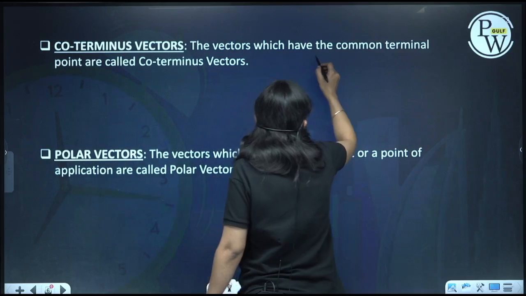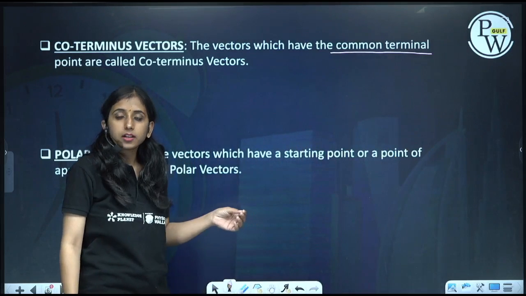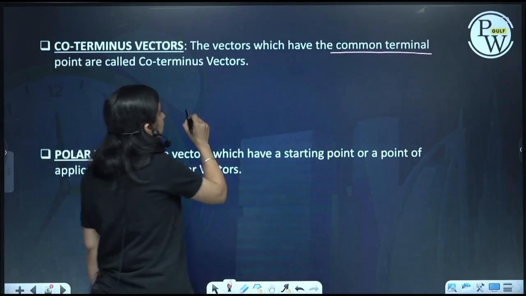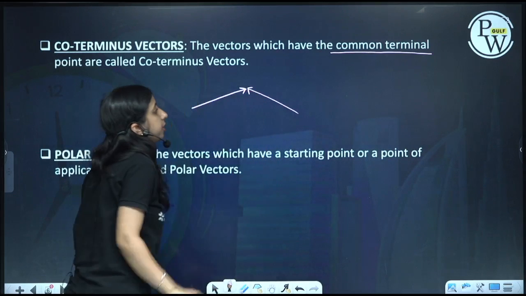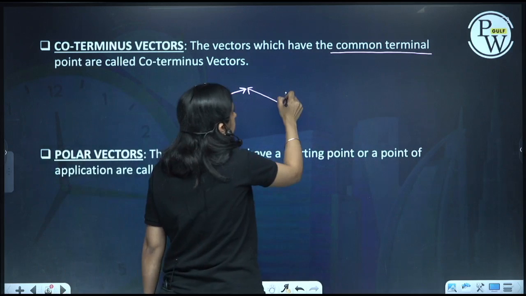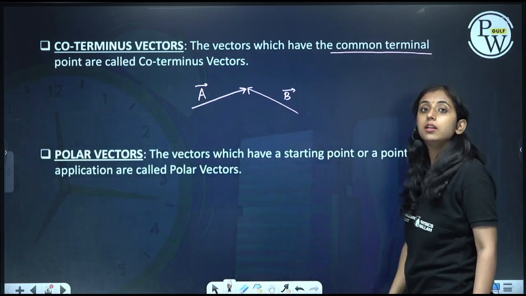Next is coterminal vectors. Coterminous or coterminal vectors have the same terminal point. When my vectors terminate at the same point, like this, okay. When my two vectors are terminating at the same point, then they are called coterminal vectors.